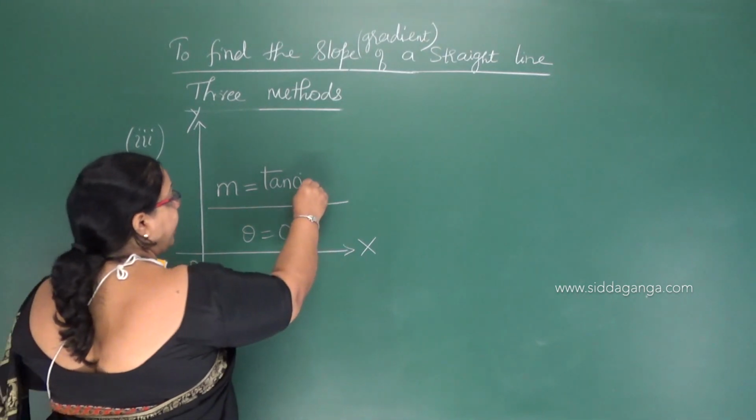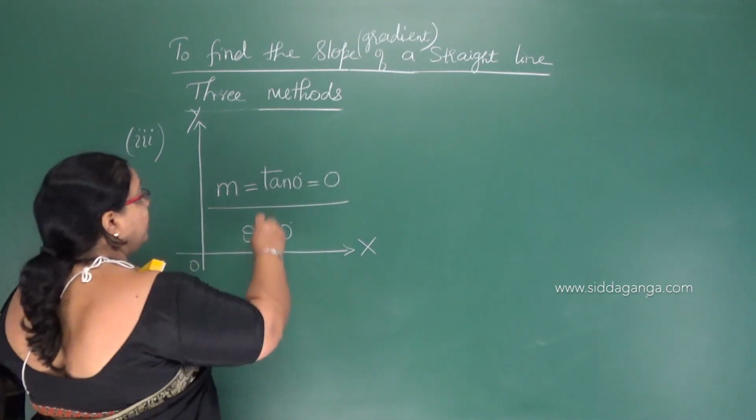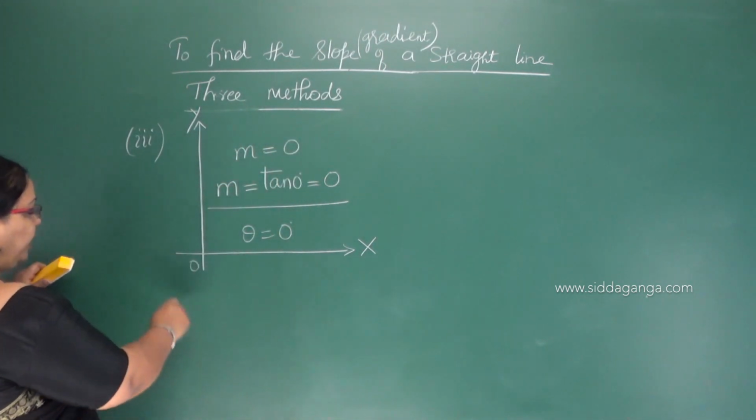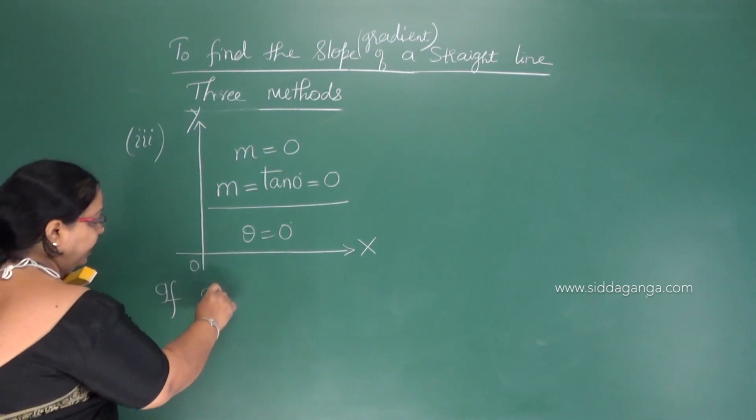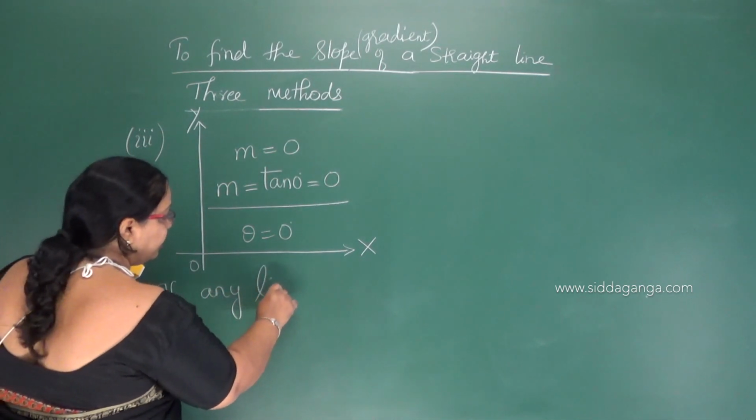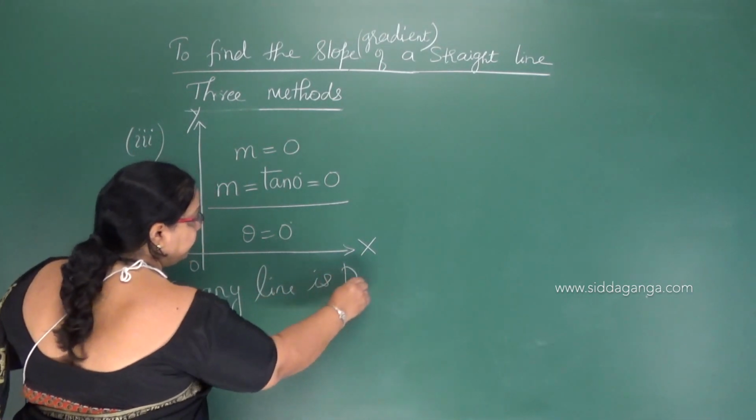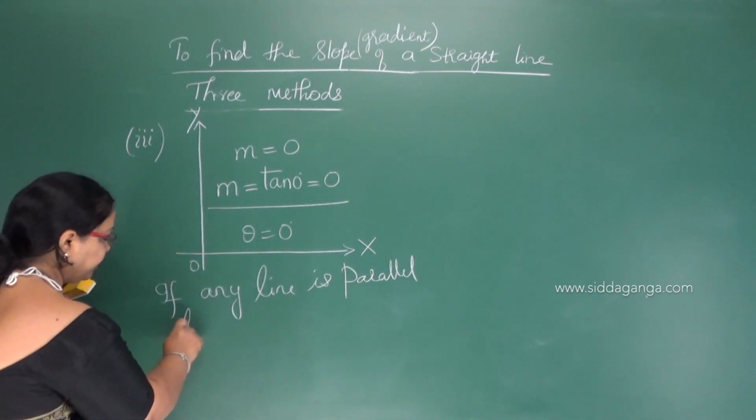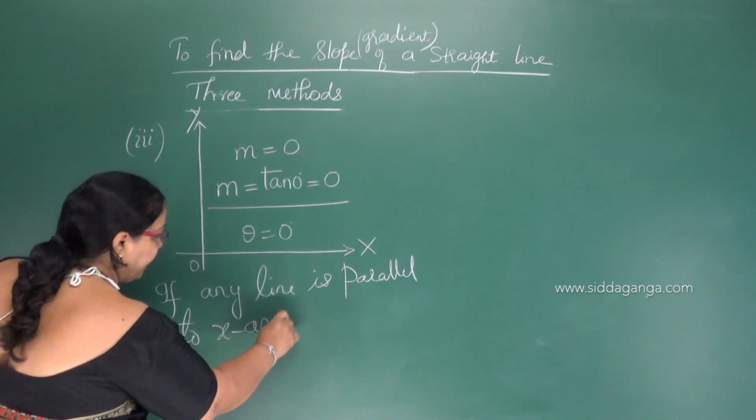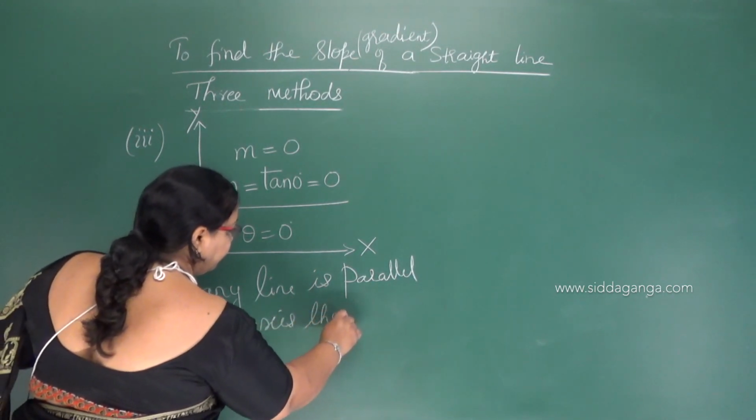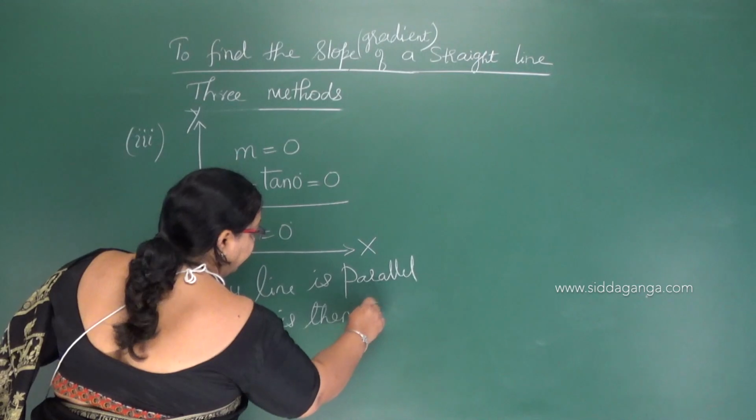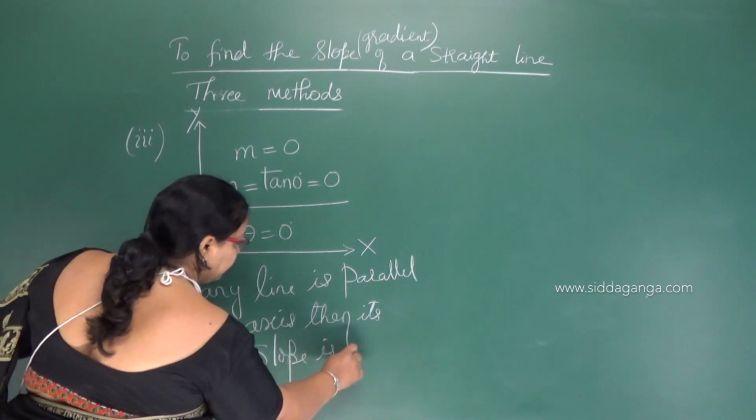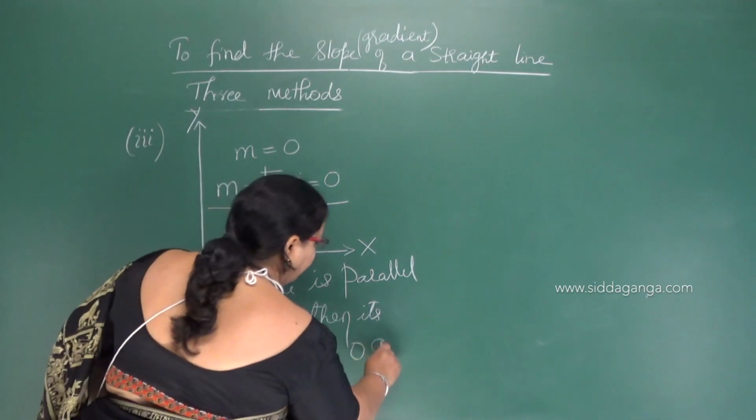We know that tan 0 is 0. Therefore m equals 0. So if any line is parallel to the x-axis, then its slope is 0. Slope is 0, and conversely.